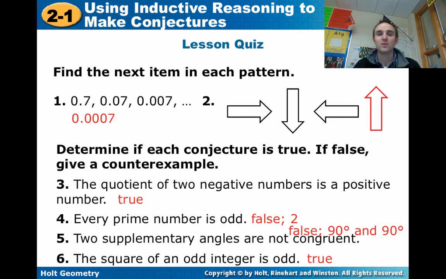So that is true. That's it for 2.1, inductive reasoning and conjectures and counterexamples. Make sure that you're looking over this. You need a good solid base on inductive reasoning before we move on to our next type of reasoning, which is deductive. Make sure that you understand that it is specific cases that we can take and form a rule off of those specific cases. That's it for section 2.1.